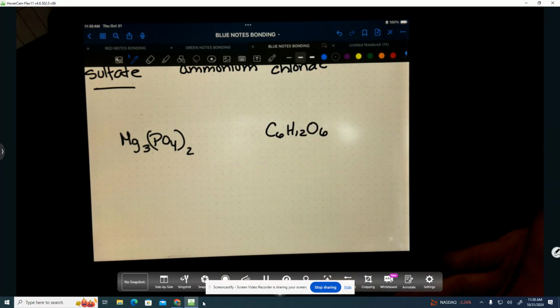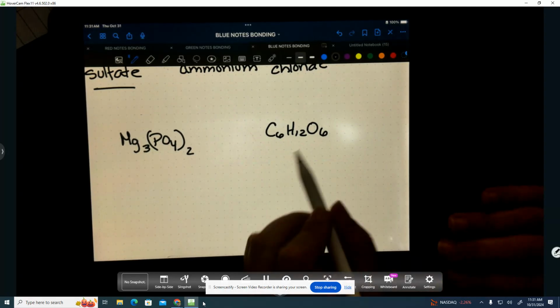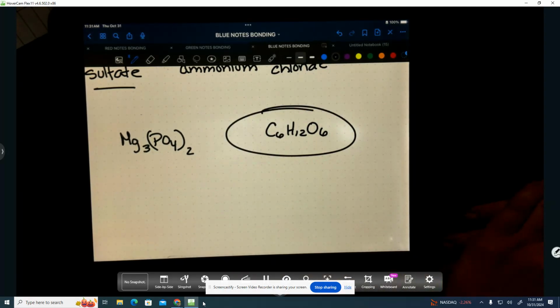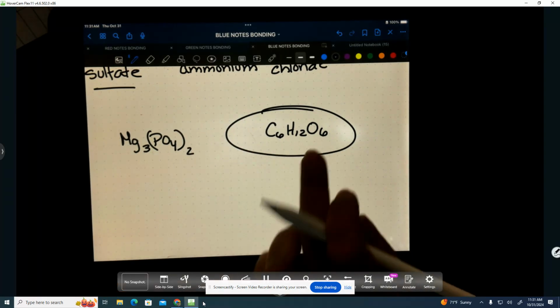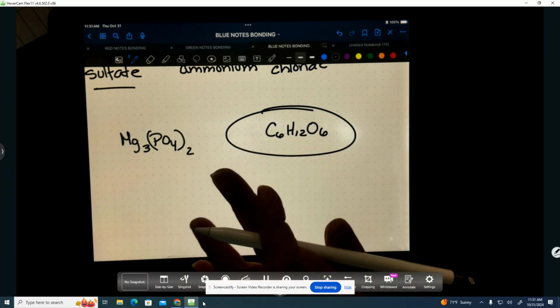Does it have a polyatomic ion in it? No, it doesn't have a polyatomic ion. This compound right here, although it's ternary, doesn't contain a polyatomic ion, so it does not contain an ionic bond. It is all covalent. Carbon, hydrogen, and oxygen are all covalently bonded.